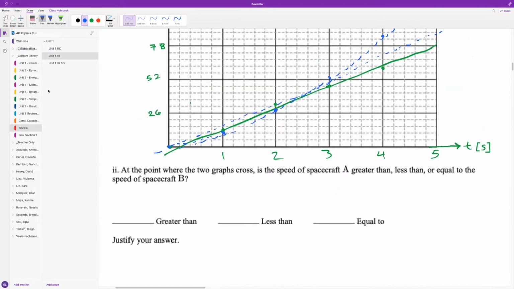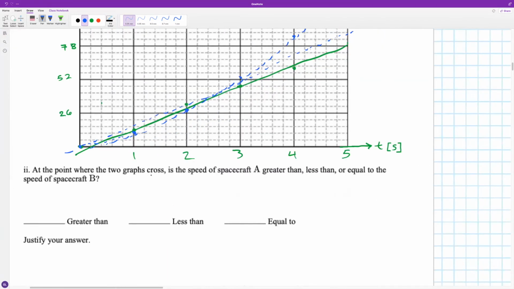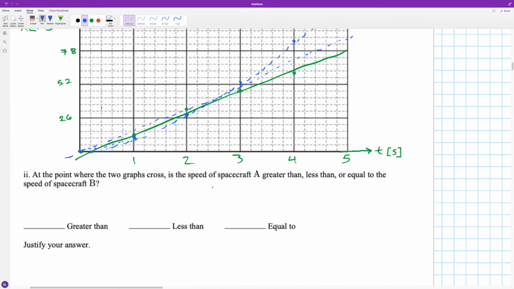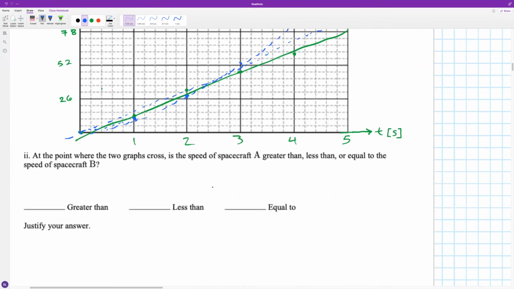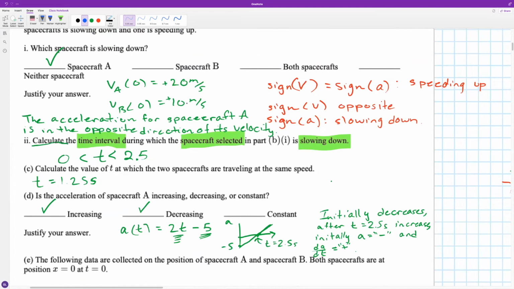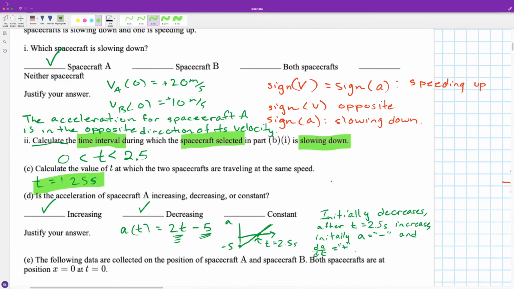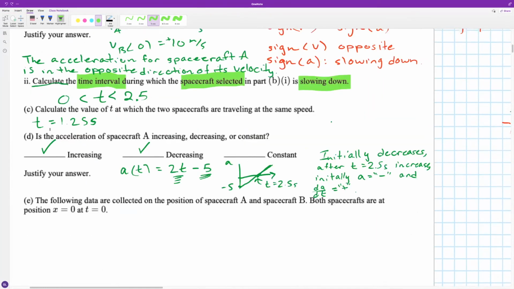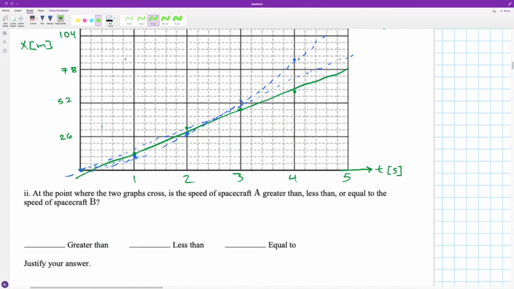Okay, so let's look at the next question. At the point where the two graphs cross, is the speed of spacecraft A greater than, less than, or equal to the speed of spacecraft B? So we indicated that this was going to be occurring during which part? Are they traveling at the same speed? Right here. Here is that portion. We said 1.25 seconds. So let's analyze the graph at 1.25 seconds. That's going to put us right about, oops, go back to pen, 1.25. So that's about here, maybe.